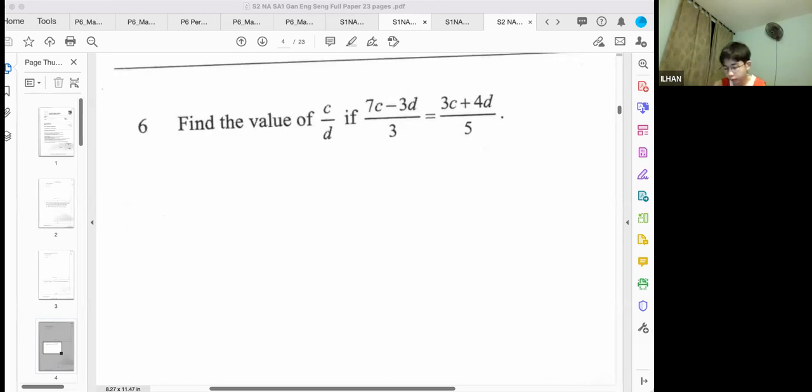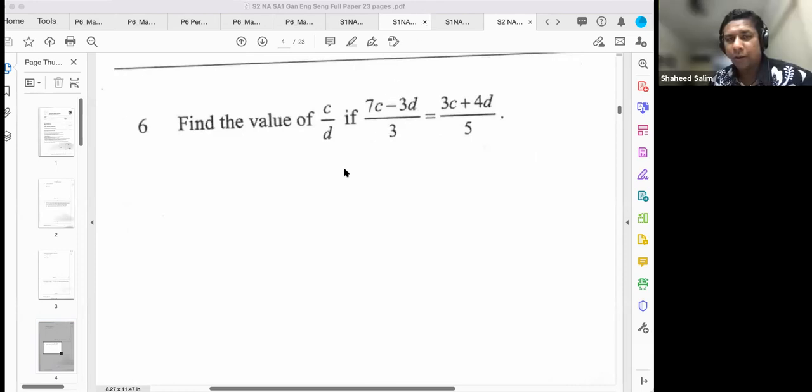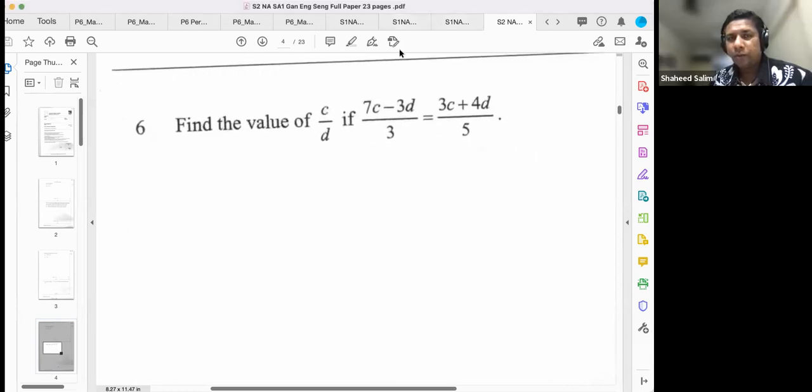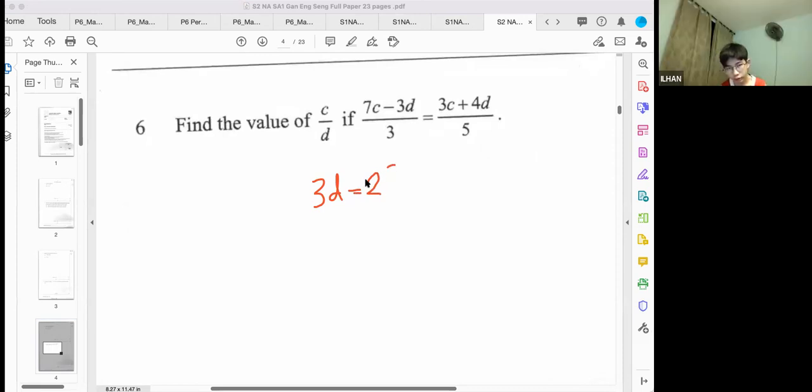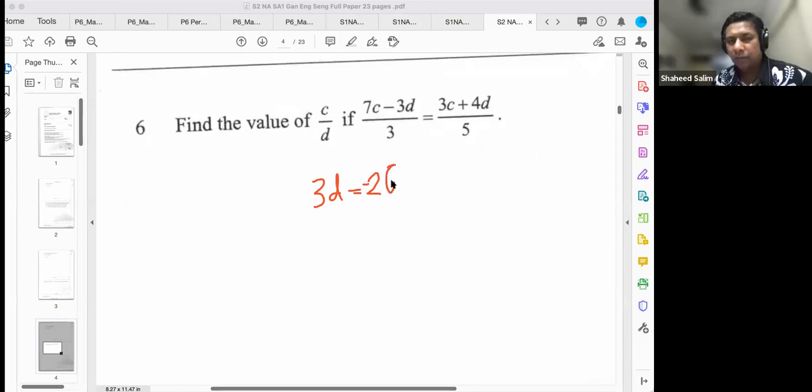My answer is 3D equals to negative 26C. Okay, hold on. You got 3D. I just write down, 3D equals to 20, negative 26C. Okay. Can I see your working? You show me your working.